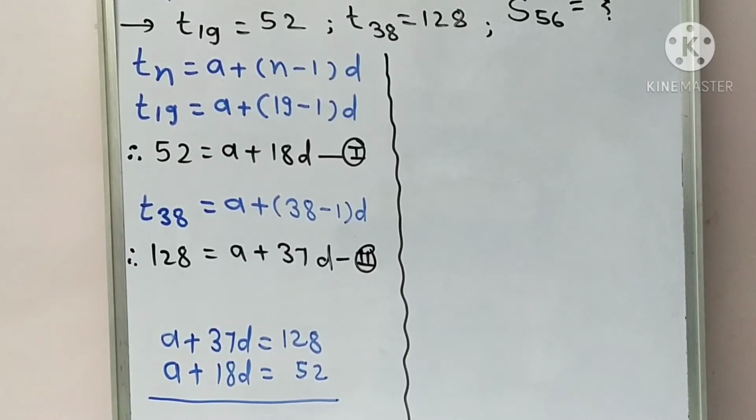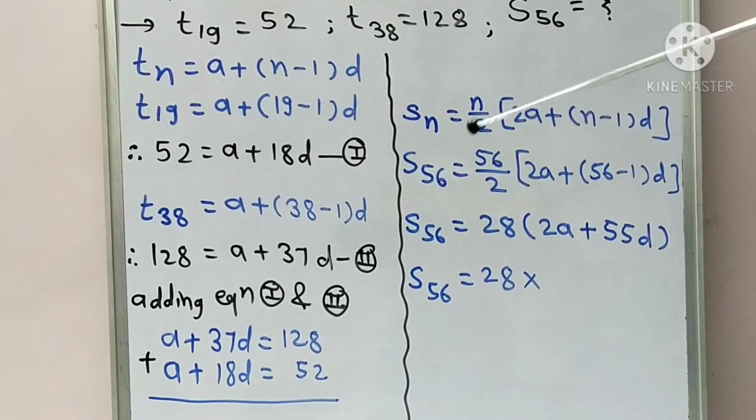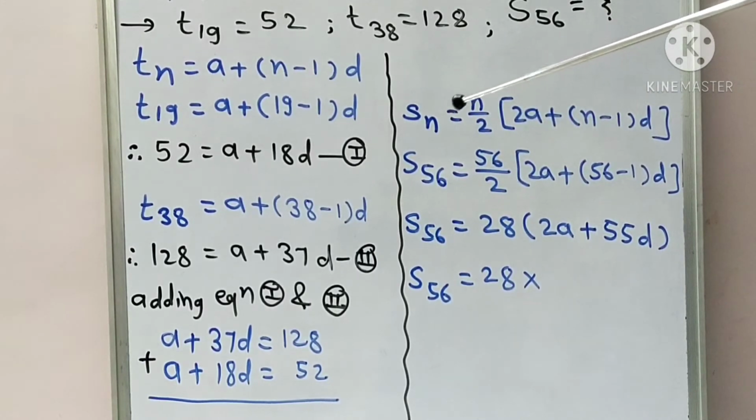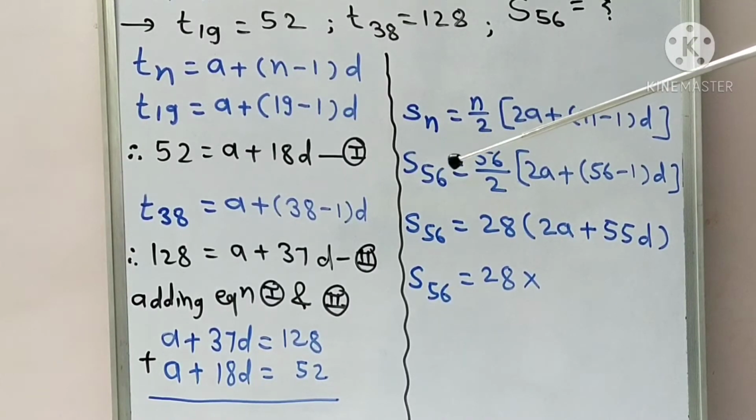Okay, so pay attention over here. As we use the formula of Sn equal to n upon 2 into bracket 2a plus n minus 1 into d, and put n equal to 56, S56 equals 56 upon 2 into bracket 2a plus 56 minus 1 into d. So 56 upon 2, half of 56 is 28, and in the bracket we get 2a plus 55d, and this is the expression 2a plus 55d.